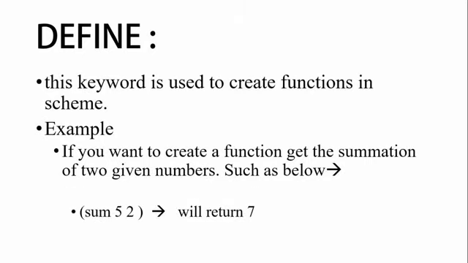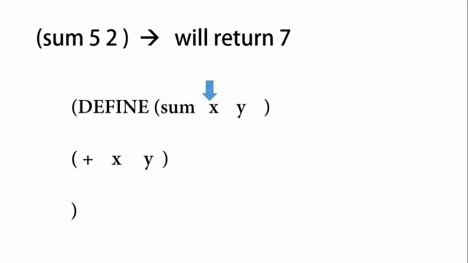Here is the code for the sum function. You have to give the define keyword in front of the parentheses to define that you are going to create a function. Then you have to give the function name. You can give whatever name you wish, but without spaces. Next to the function name, you have to pass the parameters. You can have many parameters, more than 1 or more than 2, as many as you wish.